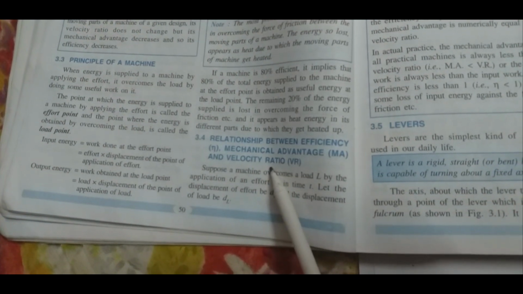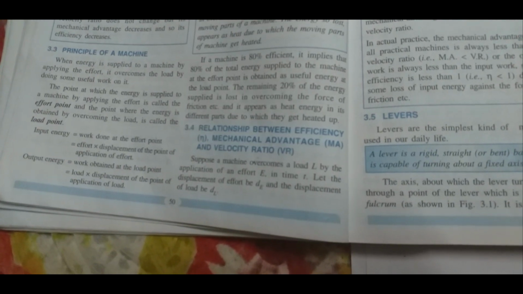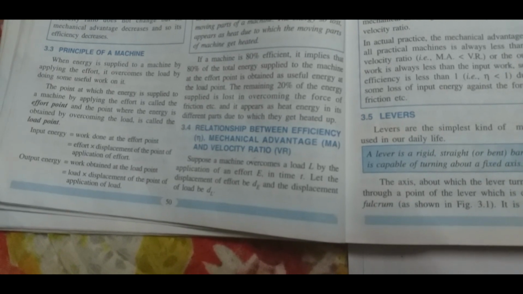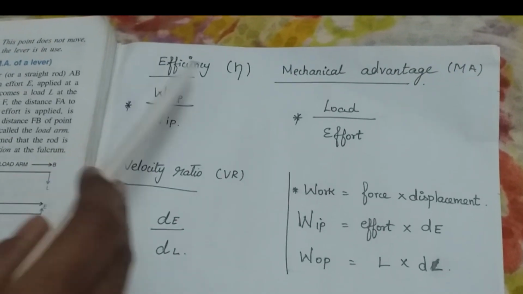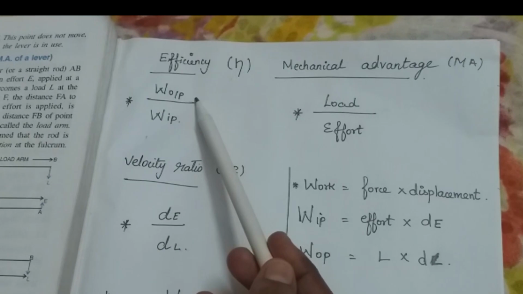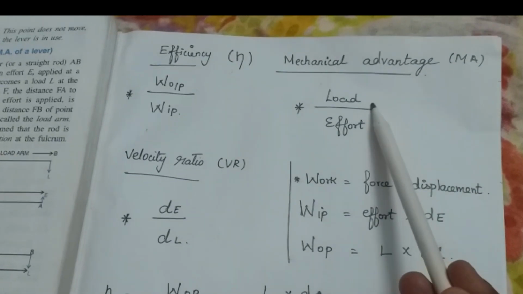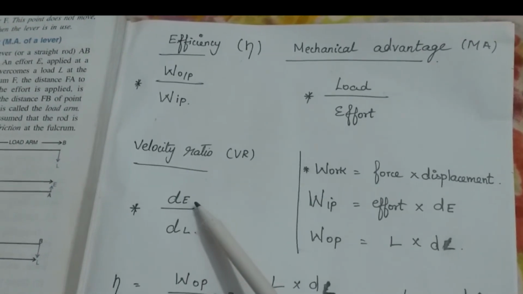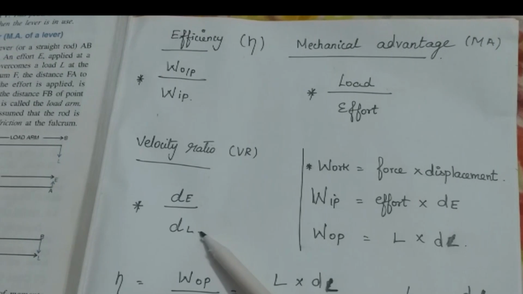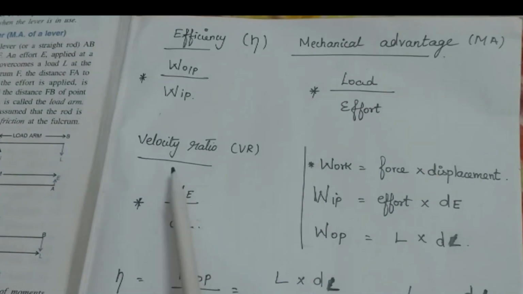Now we are going to move on to the relation between efficiency, mechanical advantage and velocity ratio. I believe we learnt about the definition and formulas for efficiency, mechanical advantage and velocity ratio a few minutes earlier, but I'll repeat it again for you. Efficiency, eta, is nothing but the ratio between work output and work input. Mechanical advantage is the ratio between load and effort. Velocity ratio is the ratio between displacement of effort and displacement of load. So we are going to find the relation between efficiency, mechanical advantage and velocity ratio.